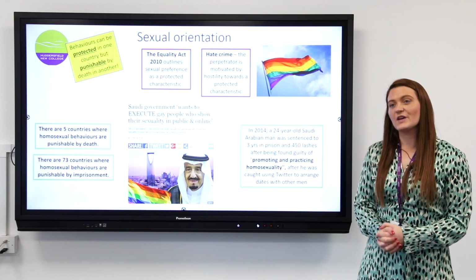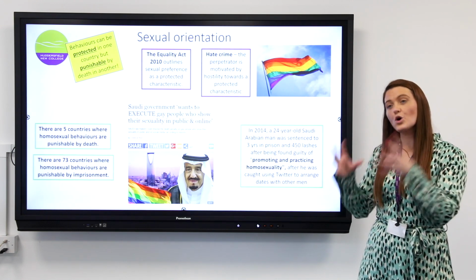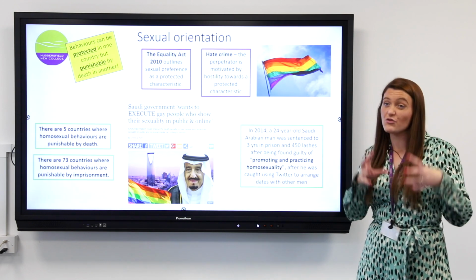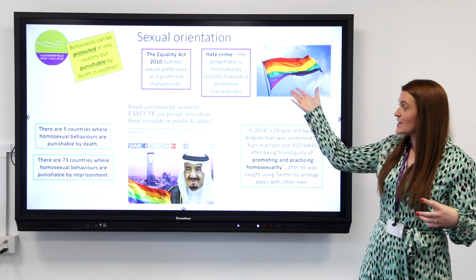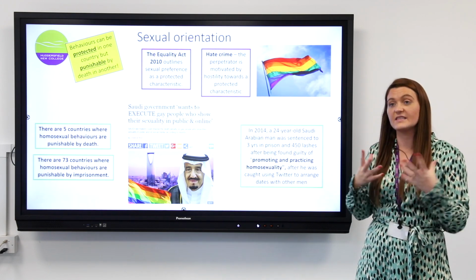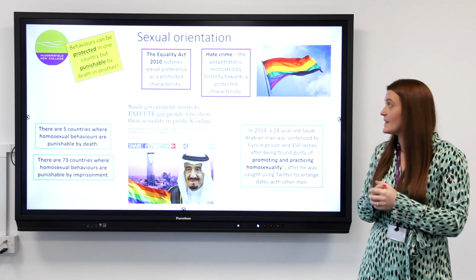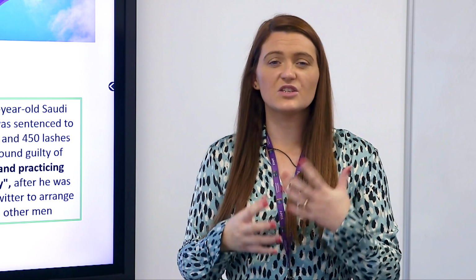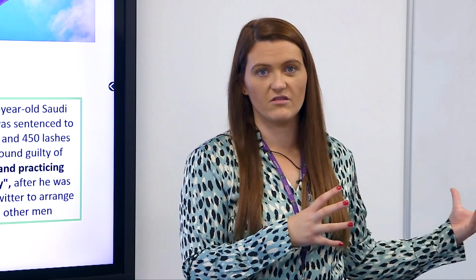On this slide we're going to look at how you can have the same behaviour, but in one country it's punishable by death and in another country it's protected. The Equality Act 2010 outlines a number of protected characteristics, one of which is sexual preference or sexual orientation. In the UK, we have a type of crime we call a hate crime. And if you were to discriminate against somebody because of one of these protected characteristics, it's a hate crime. And the judge is likely to view you a lot harsher than somebody else who did the same sort of crime, but they chose their victim based on other reasons. It's aggravating as a factor.